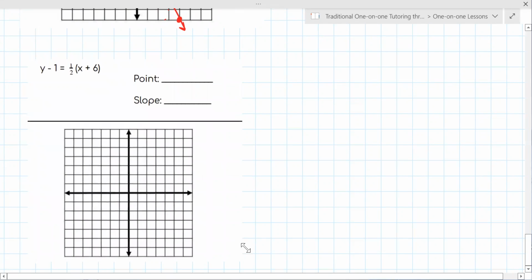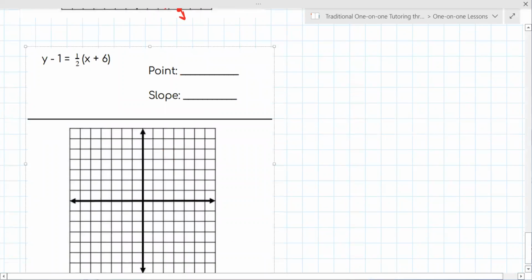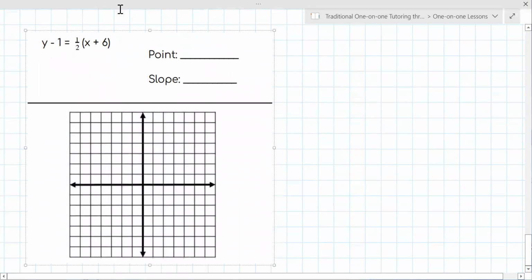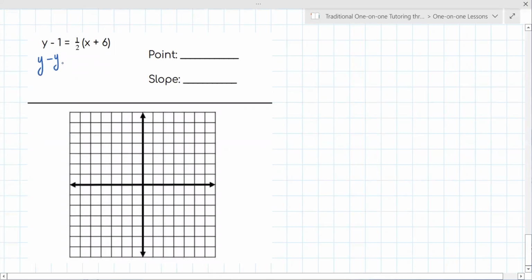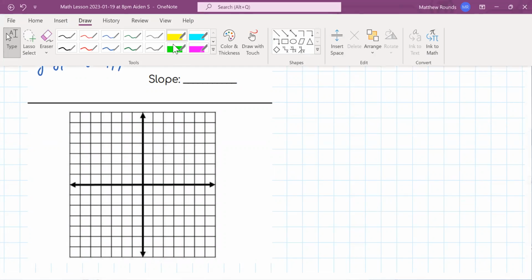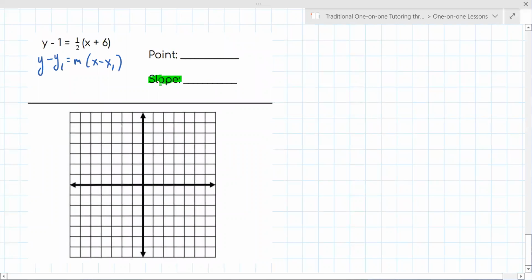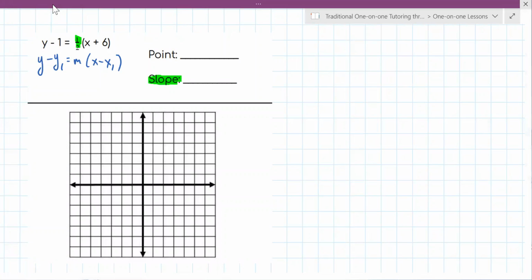All right, so again, what I'm going to do here is I'm going to write the formula for point slope form underneath. Y minus y1 equals the slope, x minus x1. Can you tell me the slope? The slope is 1/2. Okay, this one's a little nicer.